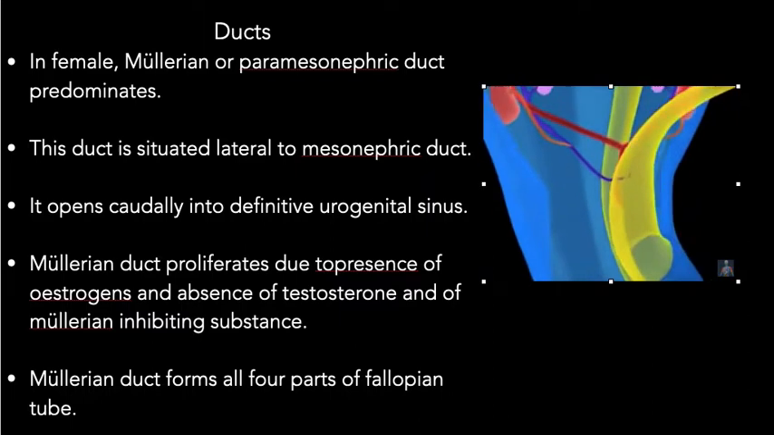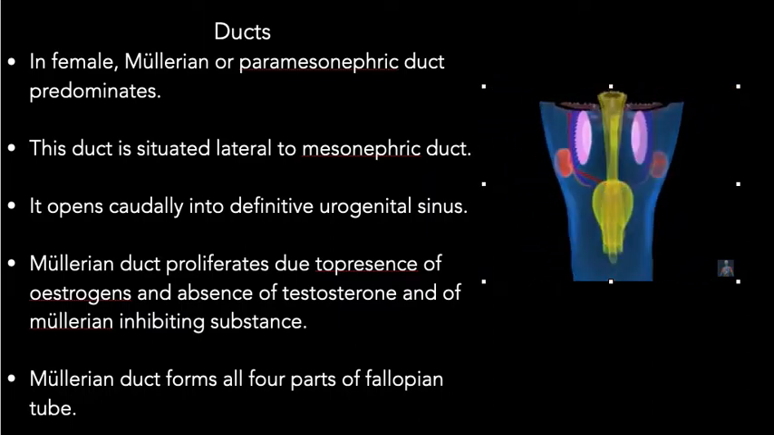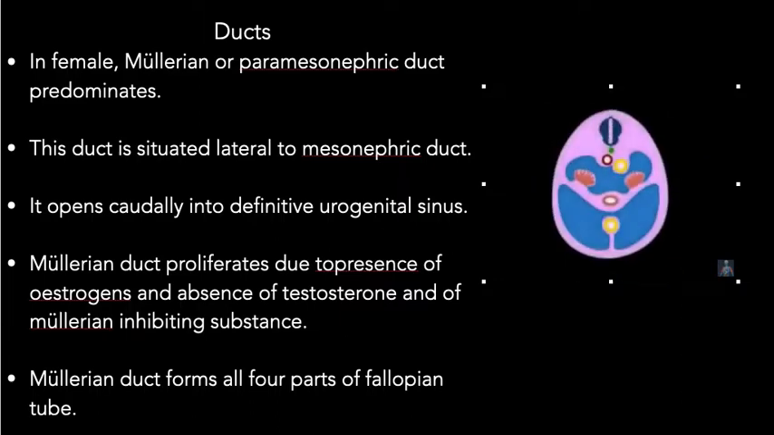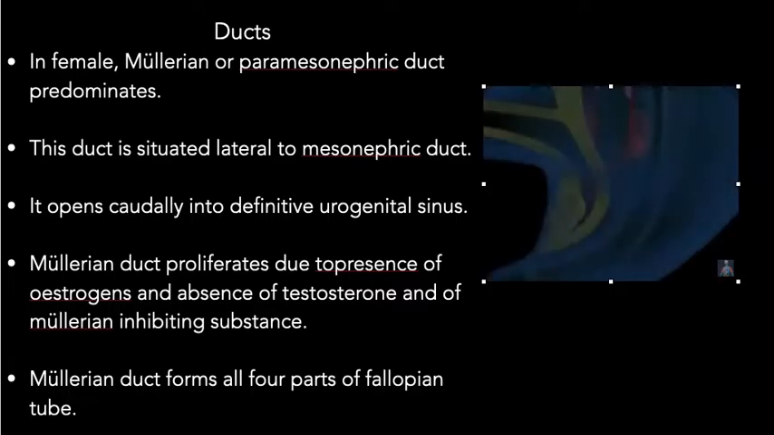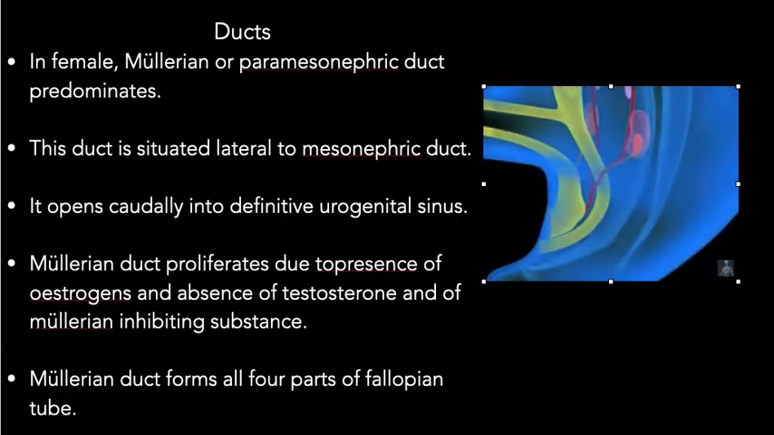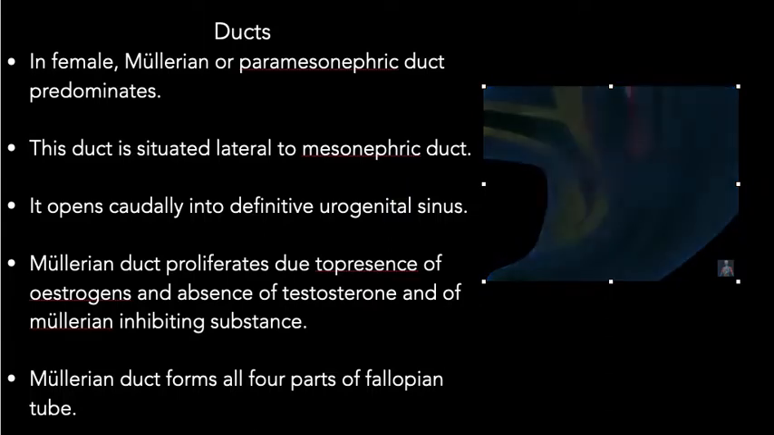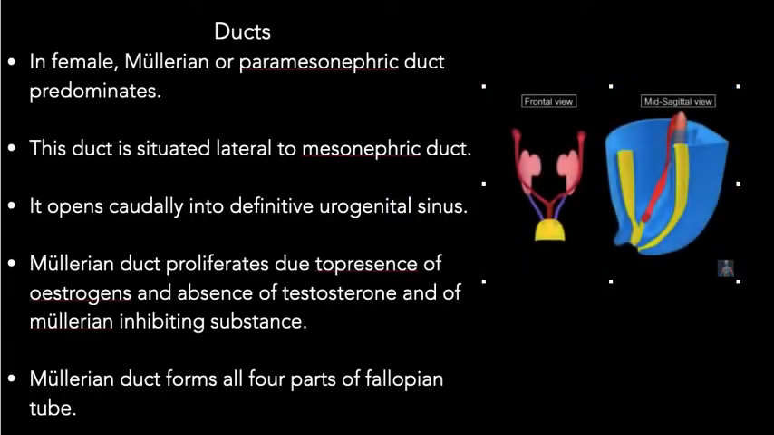Coming to the female reproductive duct, which is your Mullerian or the paramesonephric duct. So in this section you can see, this is a section taken at that level. You can see the various parts of the female reproductive system getting formed. Here is uterovaginal primordium forming an ovary with the paramesonephric duct. It's the front view, this is the mid-sagittal view.